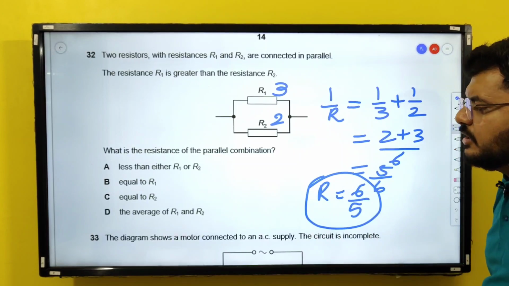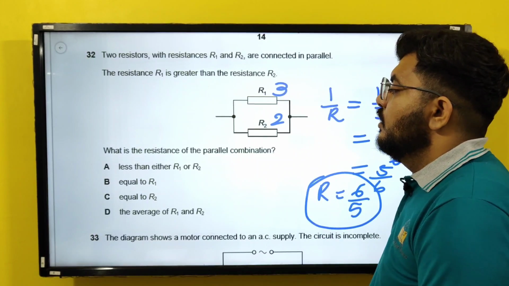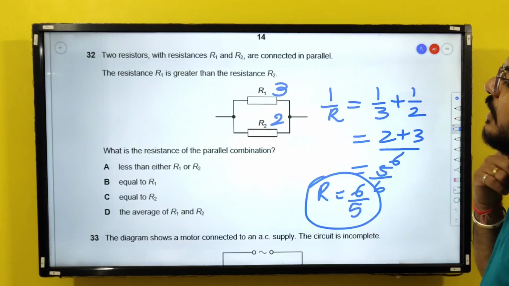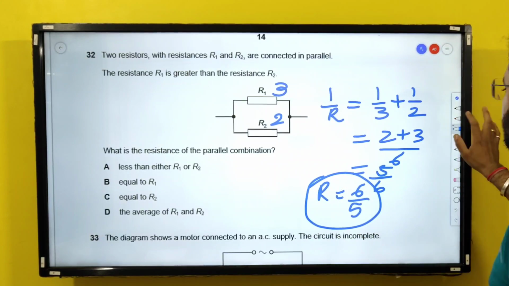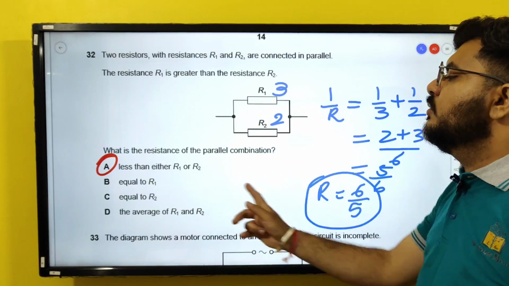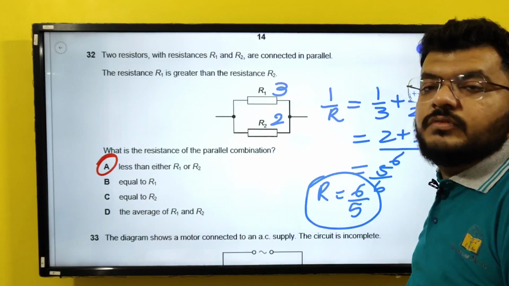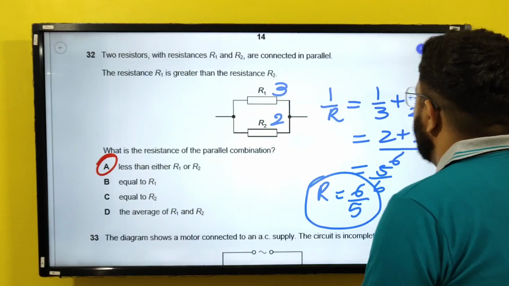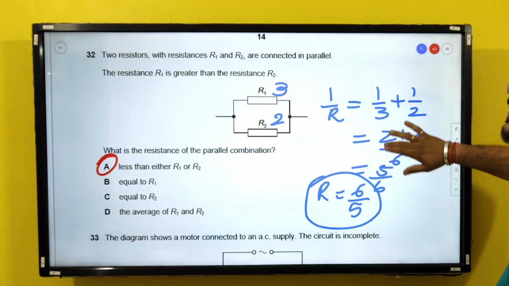Okay, let's look at the options. It's less than either R1 or R2. Yes, our answer is less. It's equal to R1? No. It's equal to R2? No. It's the average of R1 and R2. If they were equal, it would be the average, but they are not equal, so it's not the average either.